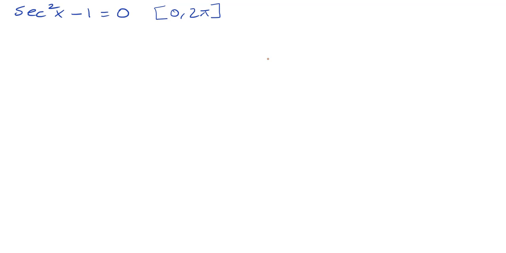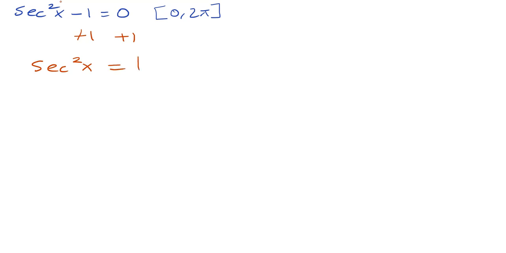So the first one we have here is secant squared x minus 1 equal to 0. Generally, whenever you're solving trigonometric equations, sometimes when you have the trigonometric identities, it can be intimidating. Just set your mind as if you are just trying to solve a regular equation. So first thing we're going to do is add 1 to both sides. So we have secant squared x equal to 1.